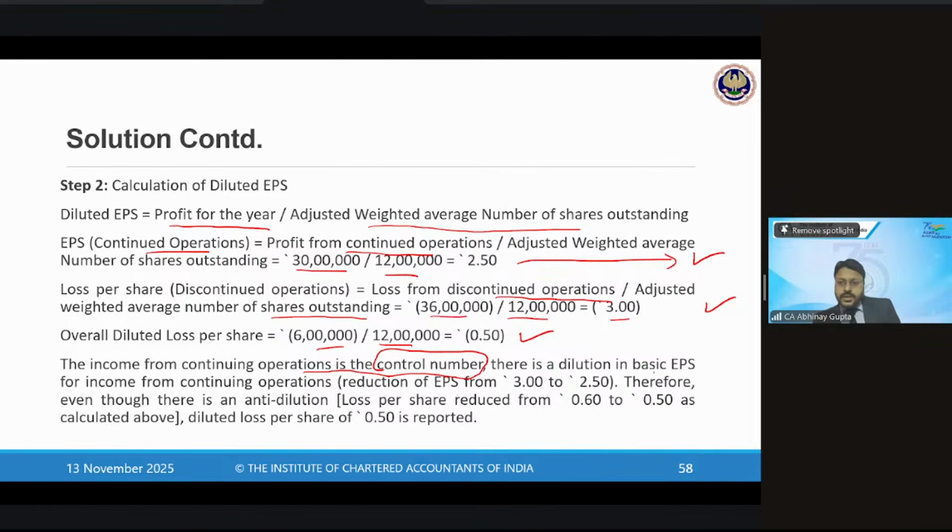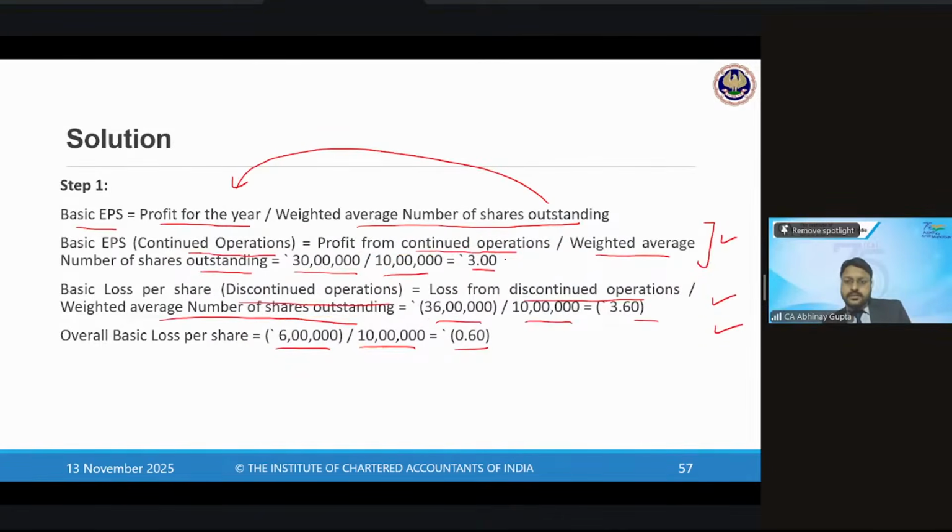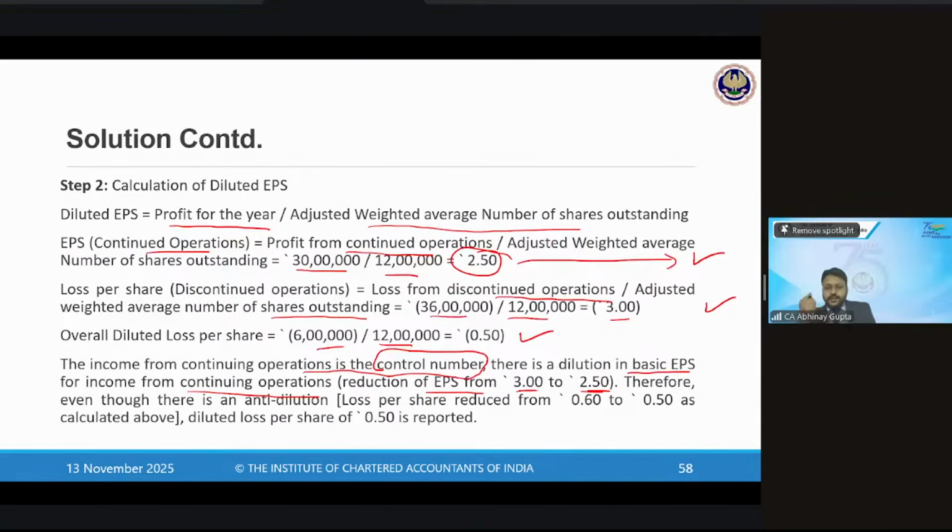There is a dilution in the basic earning per share for the income from continuing operations, that is, a reduction of EPS from 3 to 2.5, right? Here it is 2.5 and here it was 3, correct? Because my basic earning per share is getting reduced from 3 to 2.5, therefore, even though there is an anti-dilution, loss per share reduced from 0.6 to 0.5 as calculated above, diluted loss per share will be 0.5 reported.